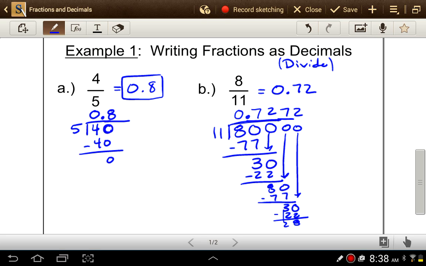0.72. To show me that it's repeating, we use what we call a repeating bar. Let me put that above the 7 and the 2 because they are both repeating. So this bar above these numbers is telling me that anything below that bar is repeating, and the 7 and 2 is what is repeating. Okay, and that is your answer for 8/11. So 8/11 is 0.72 repeating.